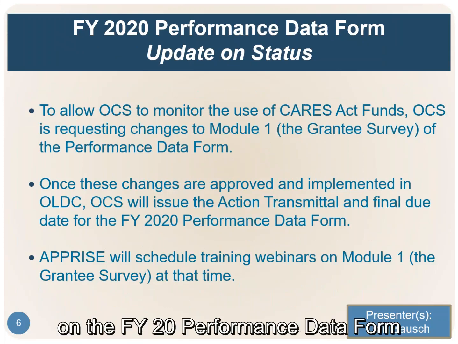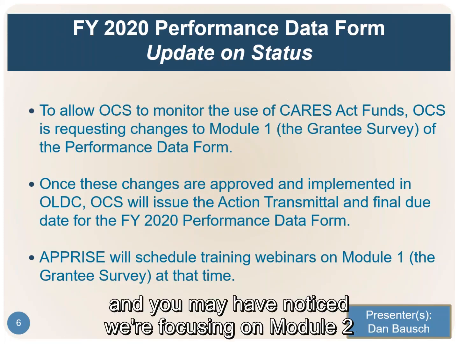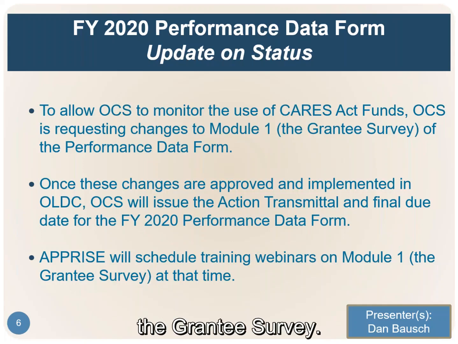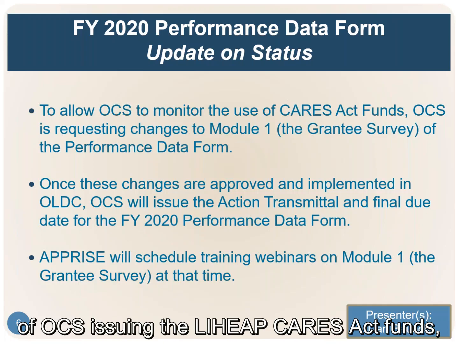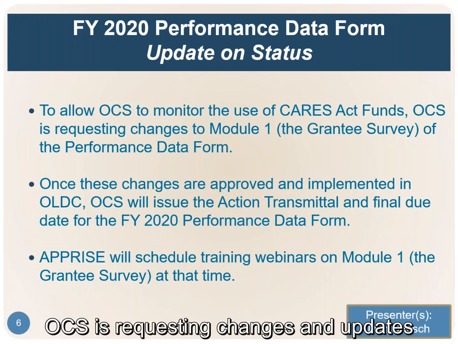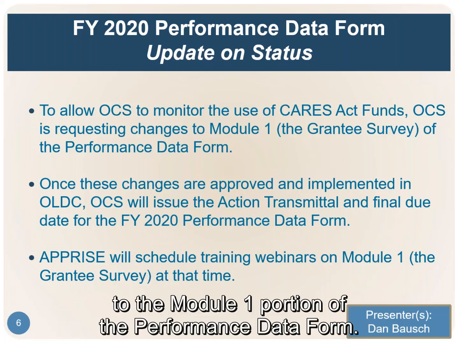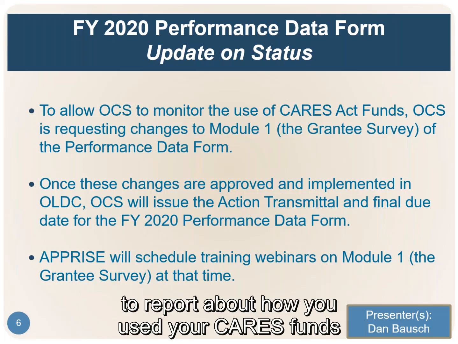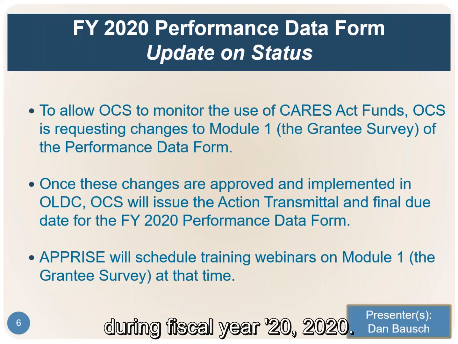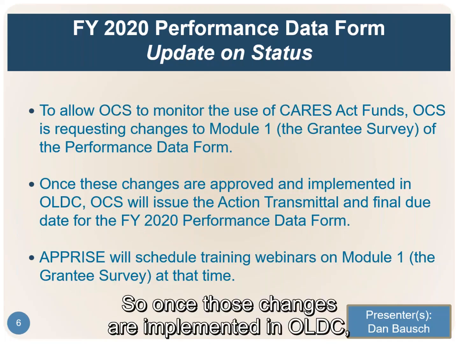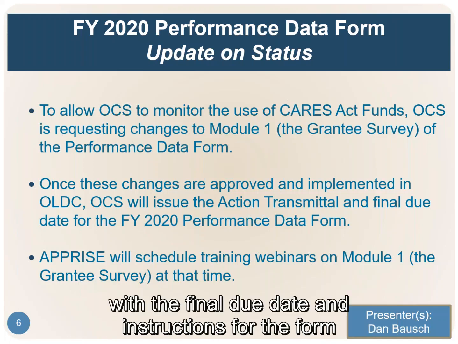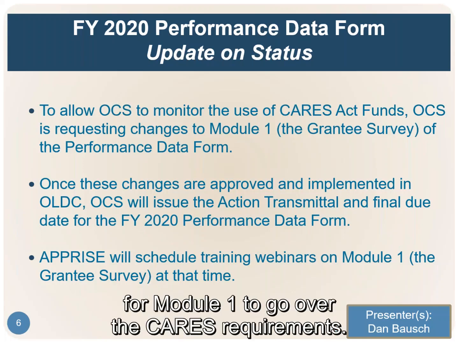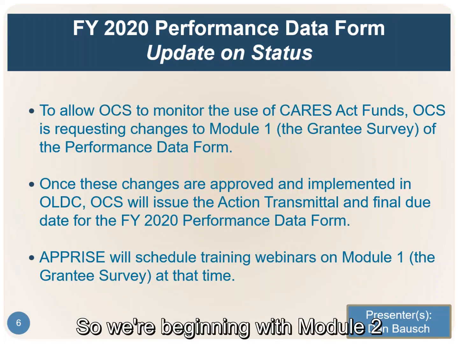Okay, so this webinar is focused on the FY20 performance data form. And you may have noticed we're focusing on Module 2 before we've done any webinars on Module 1, the grantee survey. That's because, as a result of OCS issuing the LIHEAP CARES Act funds, OCS is requesting changes and updates to the Module 1 portion of the performance data form. Those changes will be to include additional lines to report about how you used your CARES funds during fiscal year 2020. So once those changes are implemented in OLDC, OCS will be issuing an action transmittal with the final due date and instructions for the form. And at that time, we will be scheduling the training webinars for Module 1 to go over the CARES requirements. So we're beginning with Module 2.